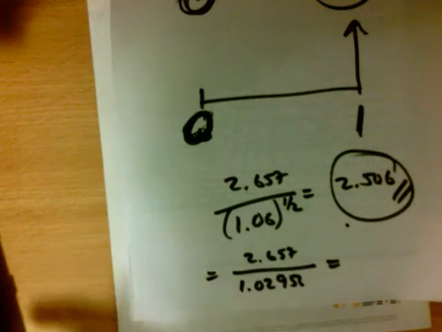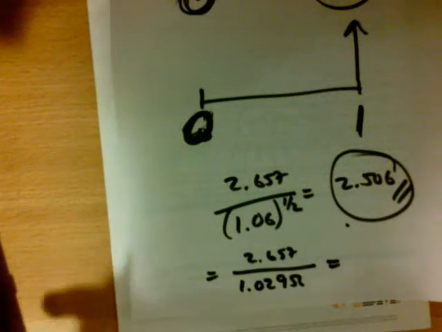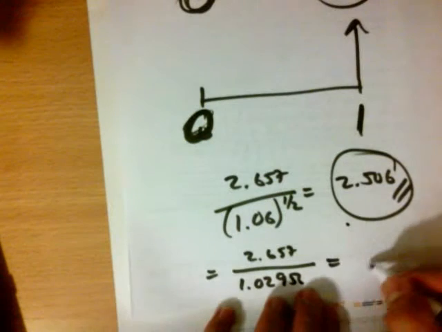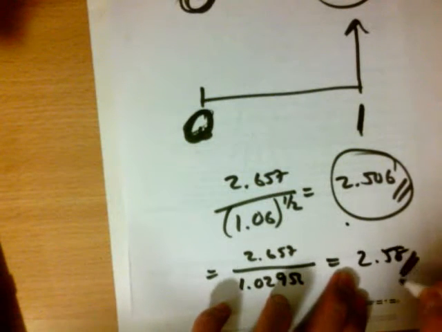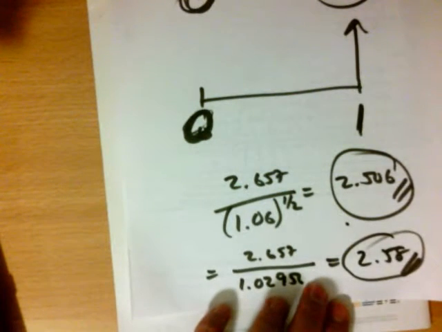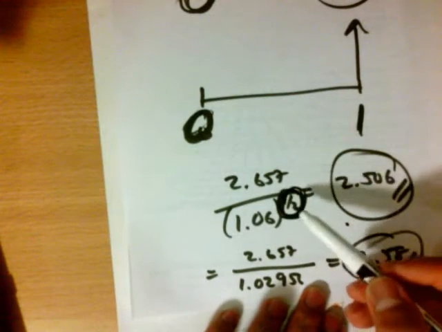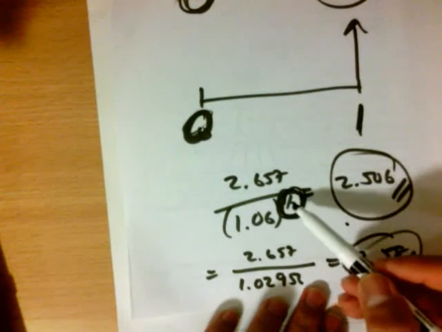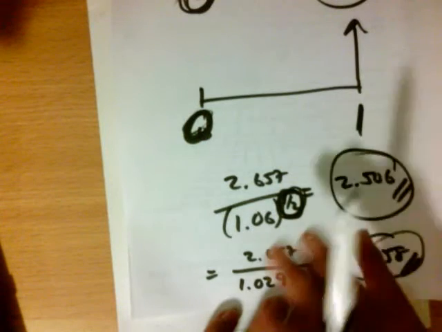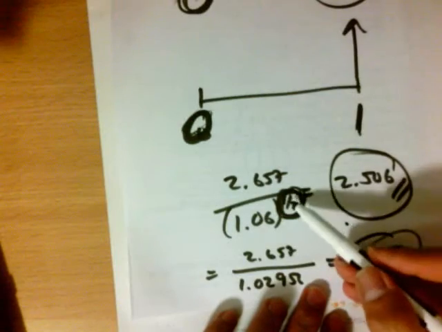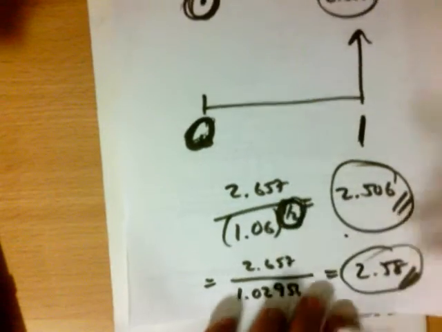So now 2.657 divided by 1.02956, and you should get 2.58, and that's the value of the call option. So don't forget about the compounding here. This is one period, but one period equals 6 months, so I need to raise it to the 1/2 power.